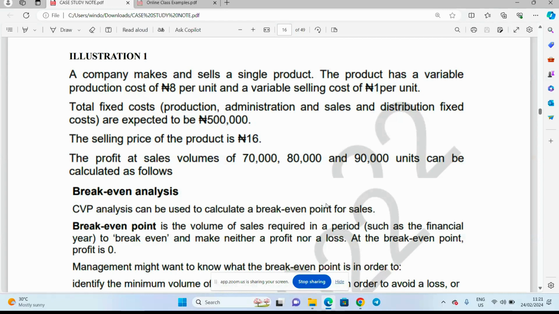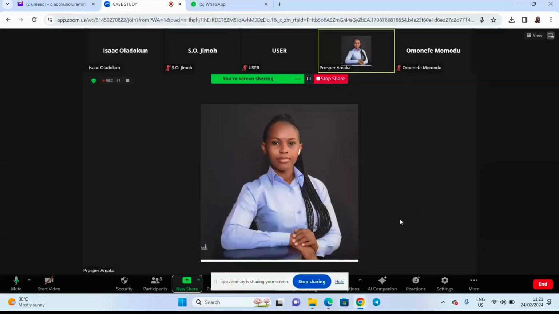My phone number is okay. I should be able to share the material with you guys. Are you not in the group? Okay, let me put the material on the chat so that we can all access it.